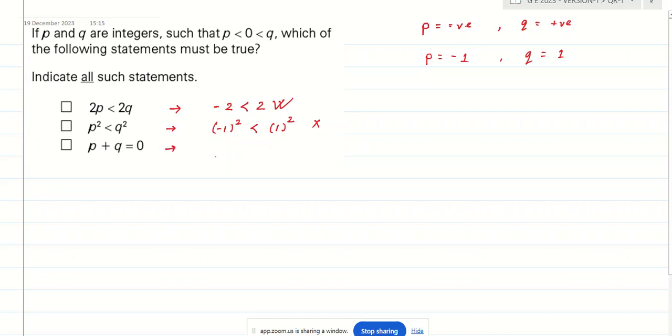Look at here, P plus Q, which means -1 plus 1. How much you'll get here? 0. True or false? True. This is only, we must try at least one more time. Tell me other number we can assume it, Manasvi. Your choice now.